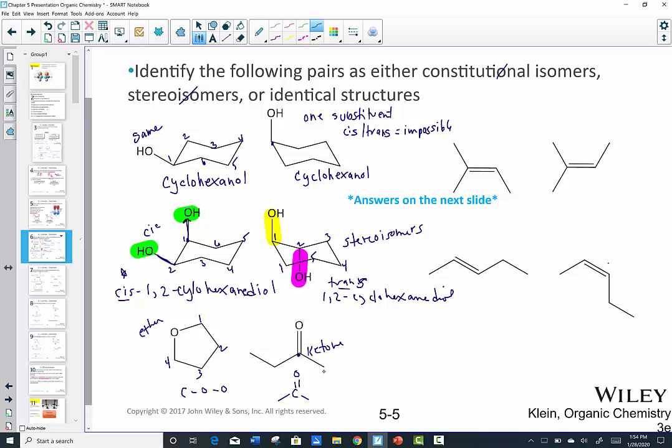Do they have the same number of carbons? 1, 2, 3, 4. They have the same carbons. They have 1, 2, 3, 4, 5, 6, 7, 8 hydrogens and an oxygen. They have the same molecular formula, but a different connectivity. They are constitutional isomers.